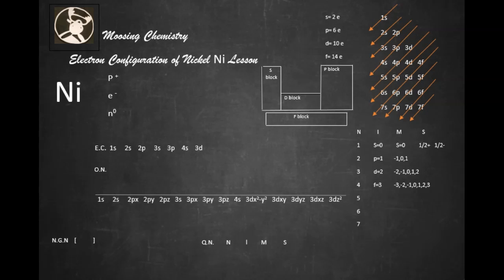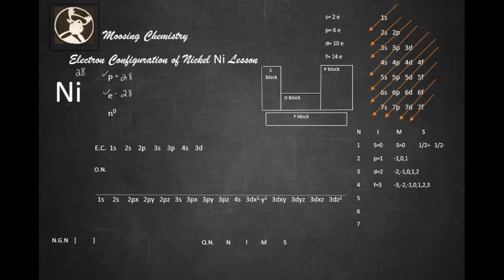Now nickel is the 28th element on the periodic table, so we're going to put 28 up here, and that's called our atomic number. Our atomic number represents, of course, the number of protons. So we're going to have 28 protons, and since all elements are electrically neutral, we're going to have 28 electrons.